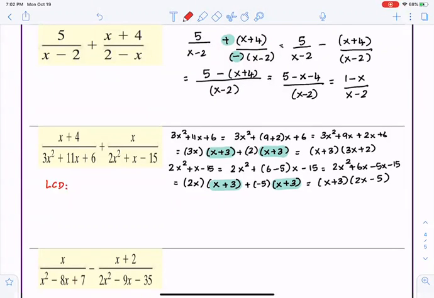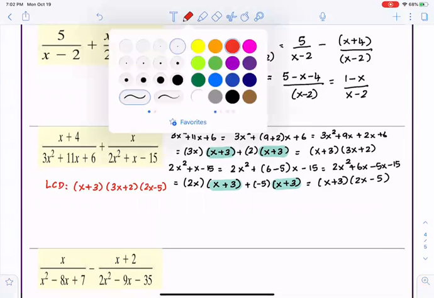I have x plus 3 in common, so x plus 3 is one factor. I have 3x plus 2 in one. It's missing in the other, so 3x plus 2 has to go in there. I have 2x minus 5 in one. It's missing in the other, so I must have 2x minus 5. So the LCD is x plus 3 times 3x plus 2 times 2x minus 5.